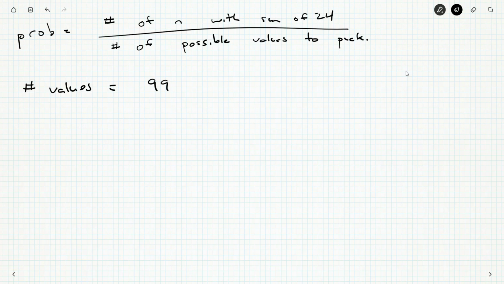So we can go from 100 to 999 inclusive. How do we figure out how many numbers are inclusive? Take 999 minus 100, add on 1. And this turns out to be 900.